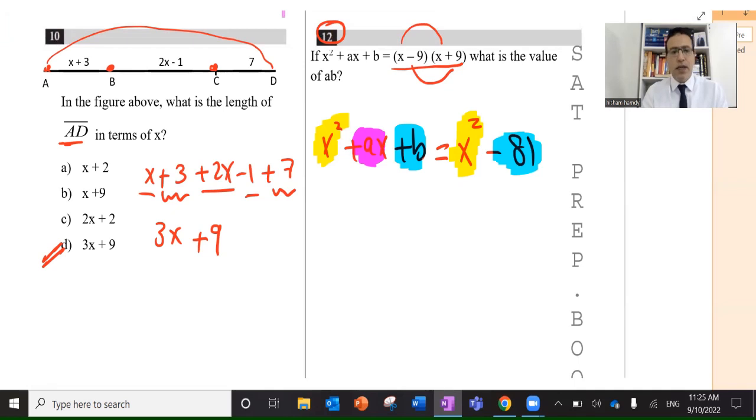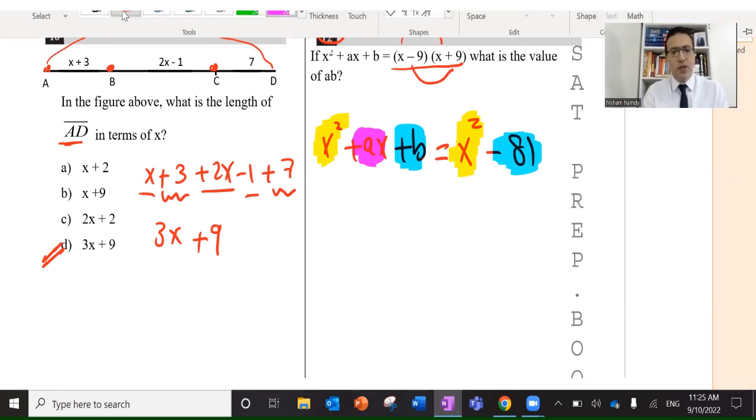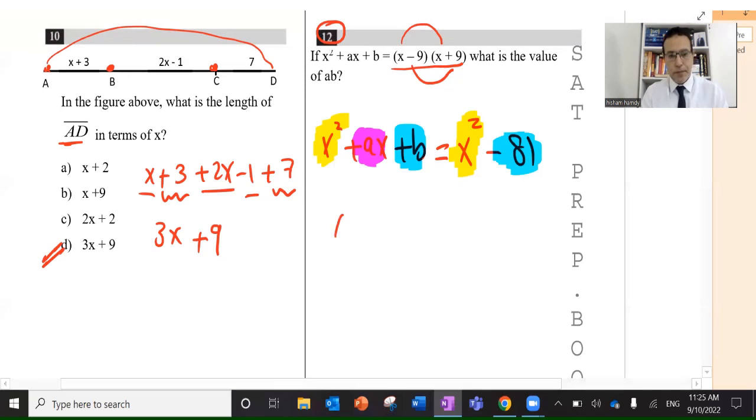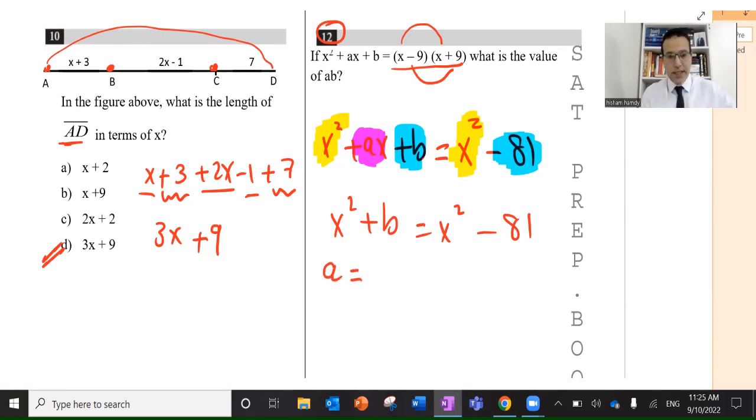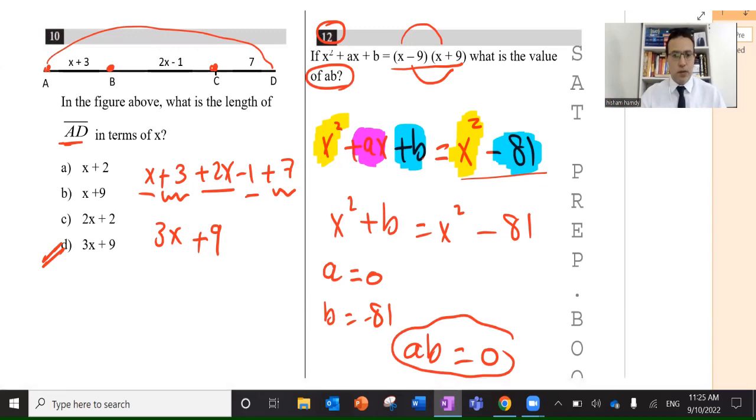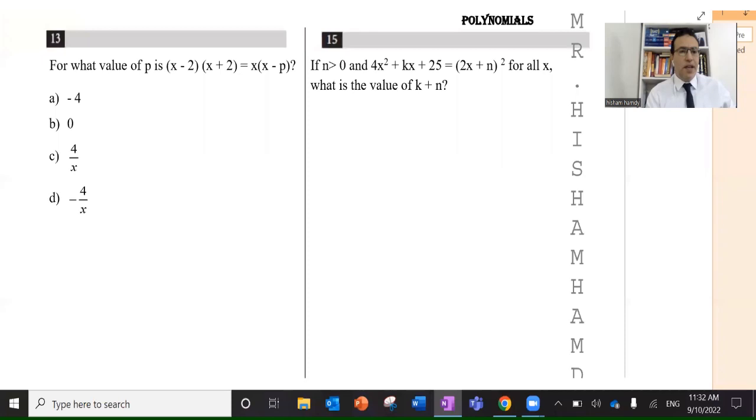So I may cancel it. By comparing these two terms, x squared plus b is equal to x squared minus 81. So a is equal to 0 because there isn't any term here, and b is equal to negative 81. By multiplying a and b, 0 multiplied by anything is equal to 0. So the product of ab is equal to 0.